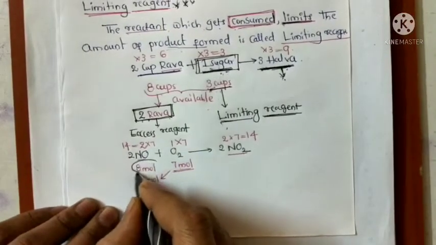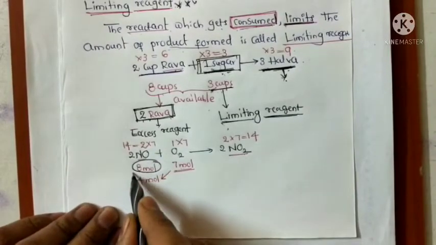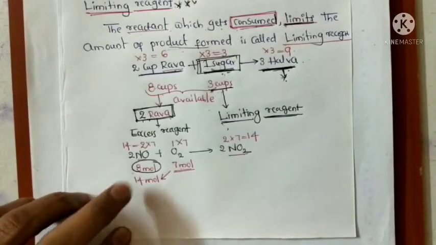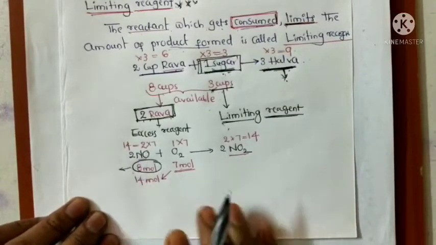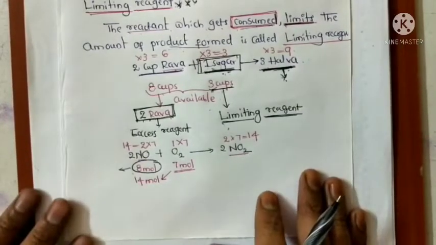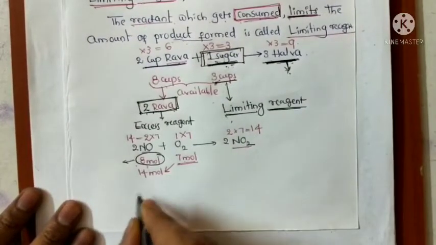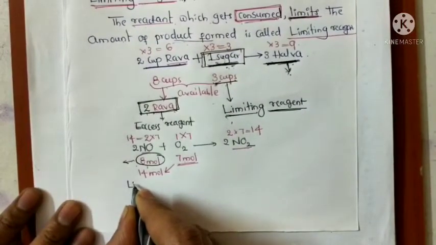But in our problem the given amount is 8 moles. That means very few moles. That's why here NO is acting as the limiting reagent. So this is the limiting reagent.